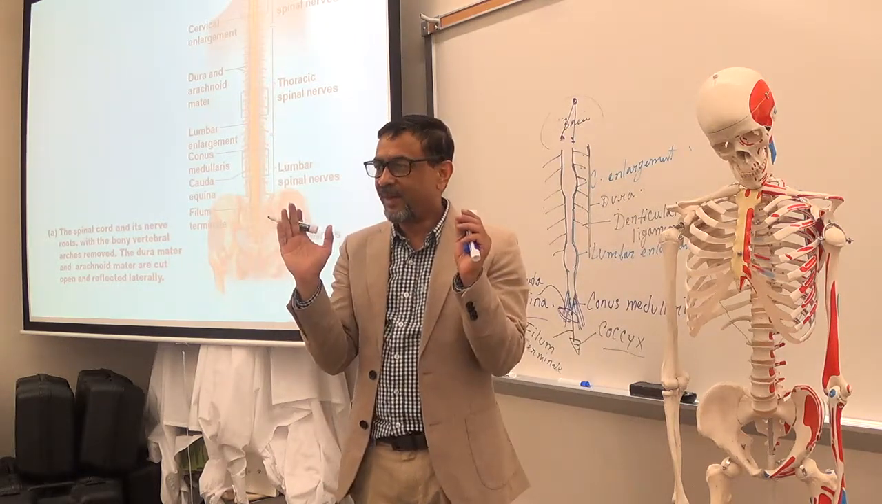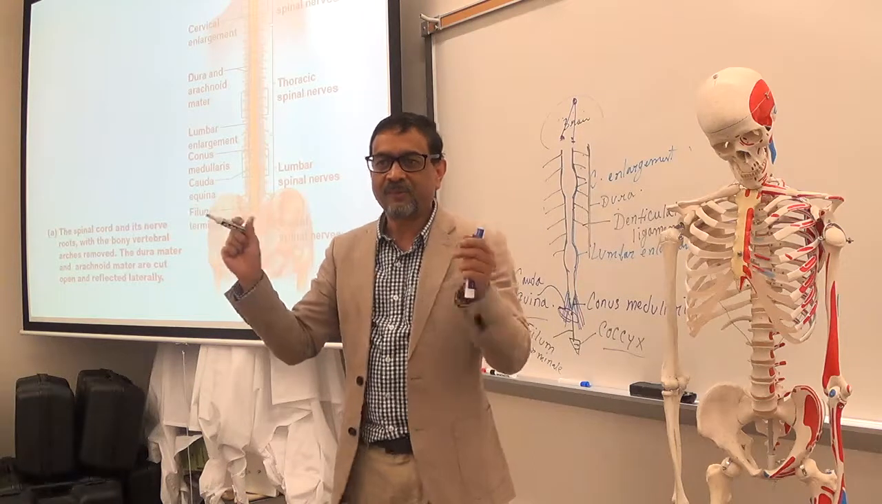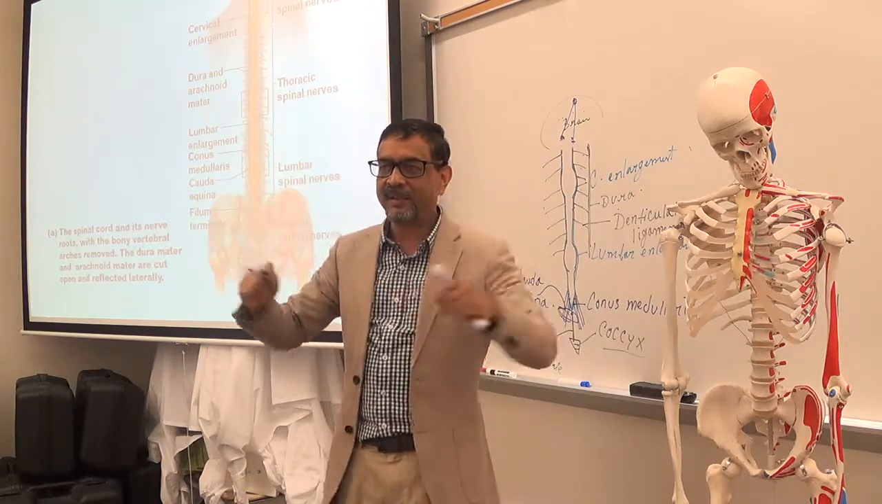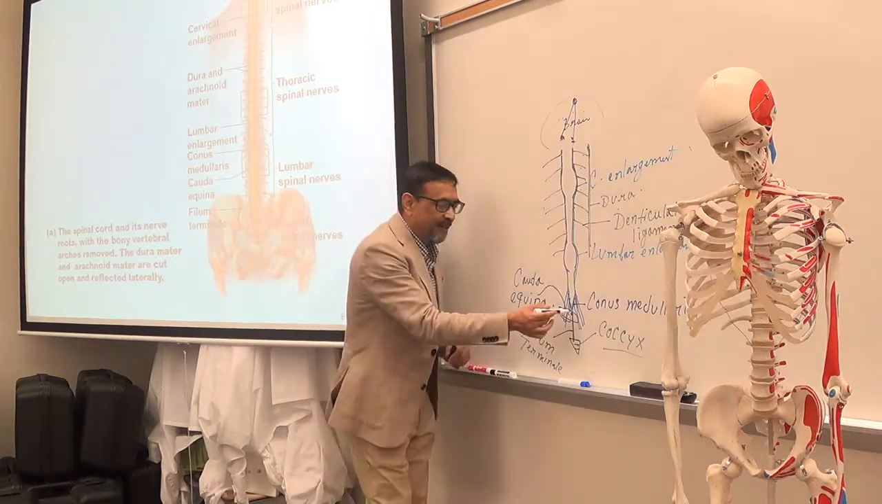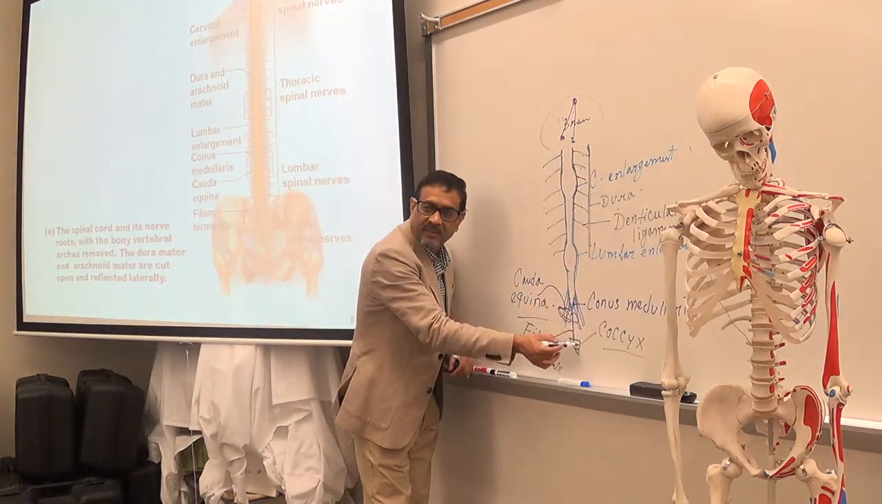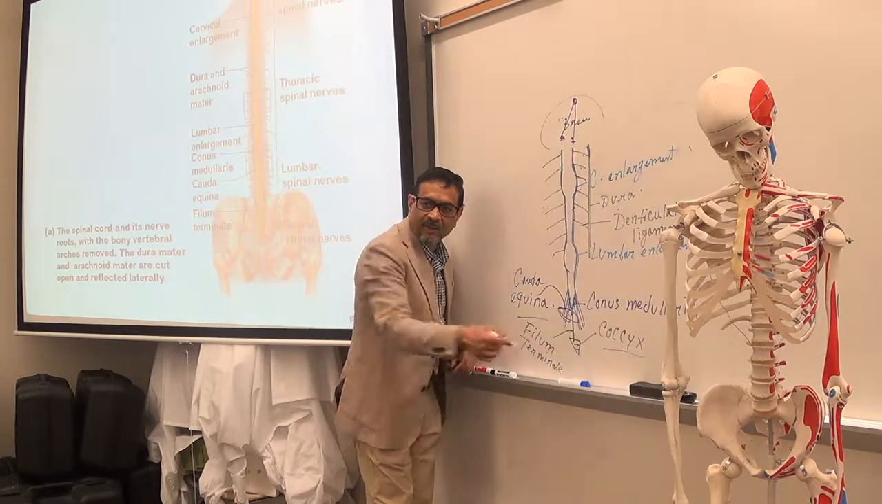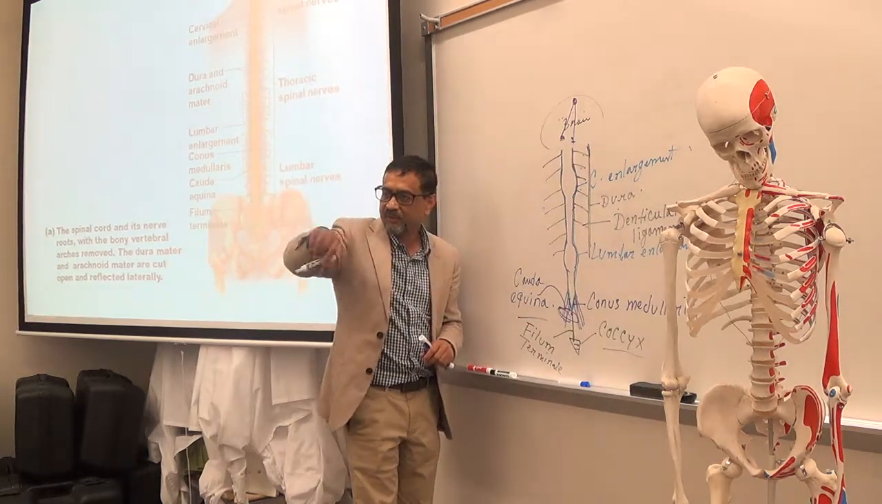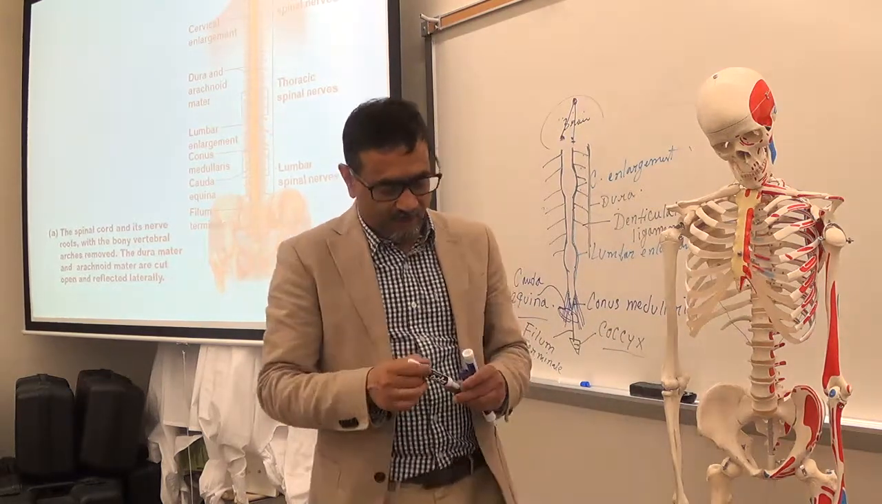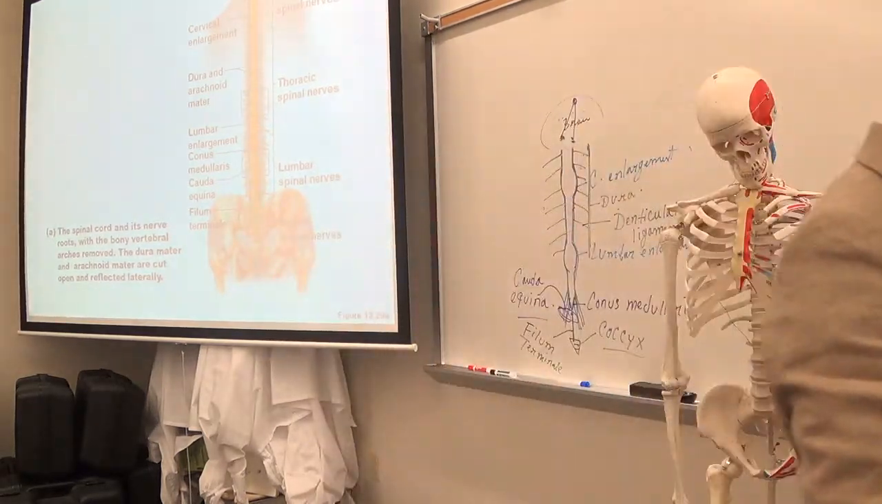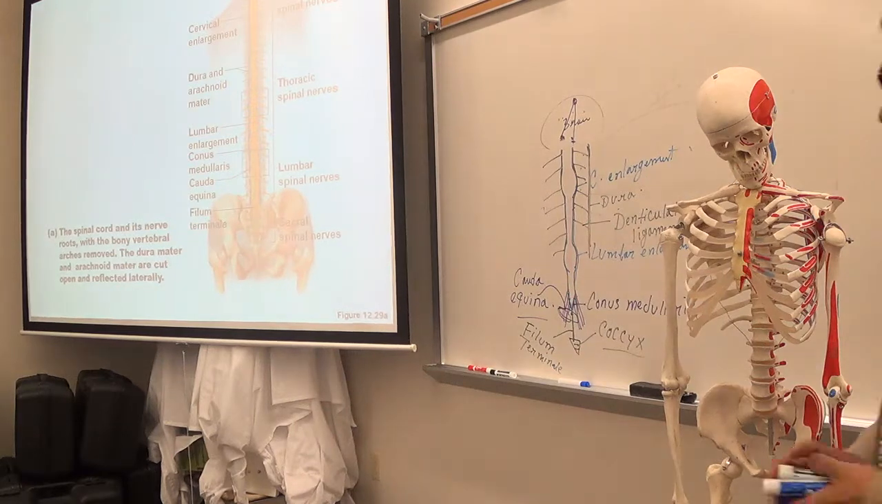Make sense? Otherwise, it will move too much. It's like basically tying. Is it clear? Also, the lower end is tied to what? The coccyx, right? By filum terminale. So, the lower end will not move too much. Make sense? Like it is tied to the coccyx. So, that is the external of the spinal cord.